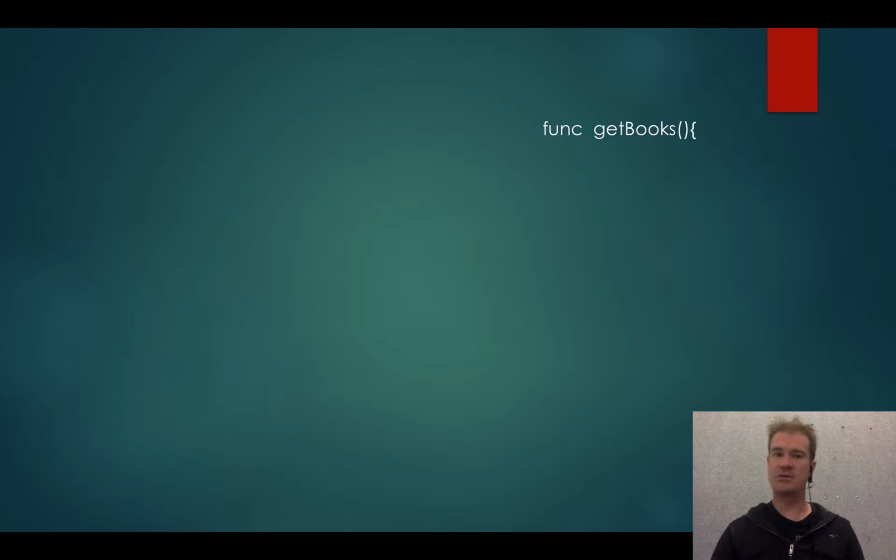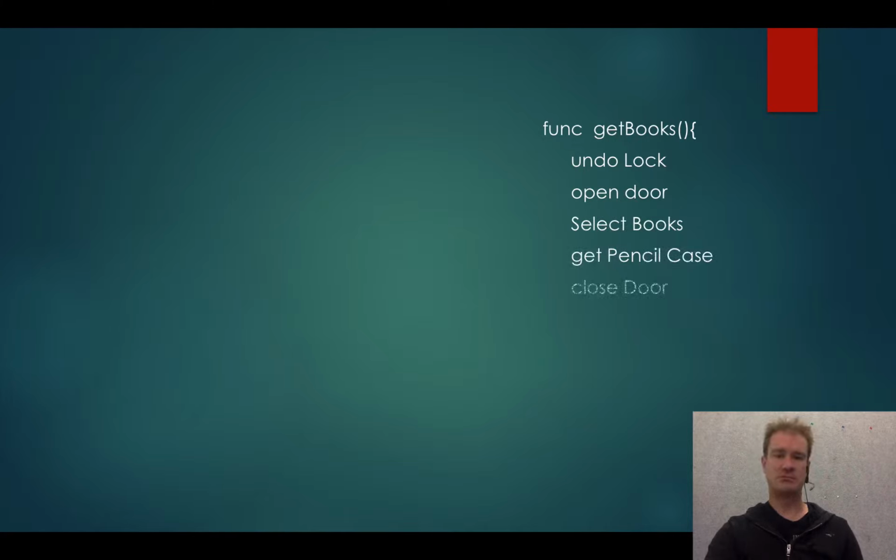So what things do we want executed when we call the method getBooks? Well, the first one is undo the lock. So you've got to go through the process of undoing the lock. Open the door, select your books, get your pencil case, close the door, lock the locker, and then close the bracket, which means that all of that code will execute every time you call that method in your code. So that might happen multiple times a day. After each class, you go back, change your books over. So instead of writing it out 7 times per day, you just write out the one method and then it's one line of code to call that particular method.